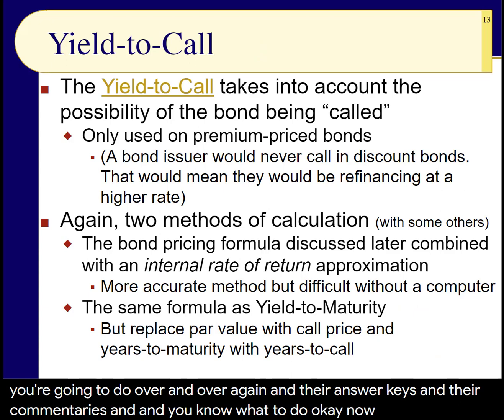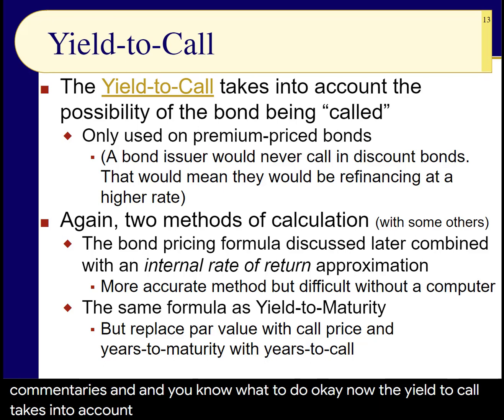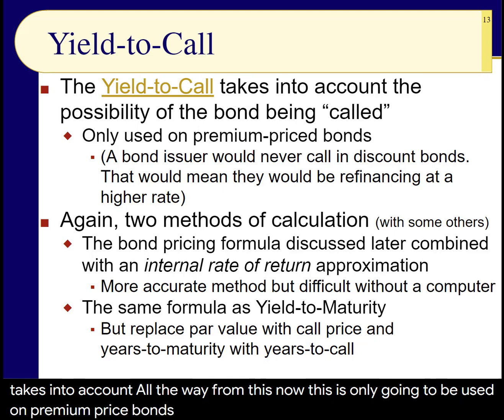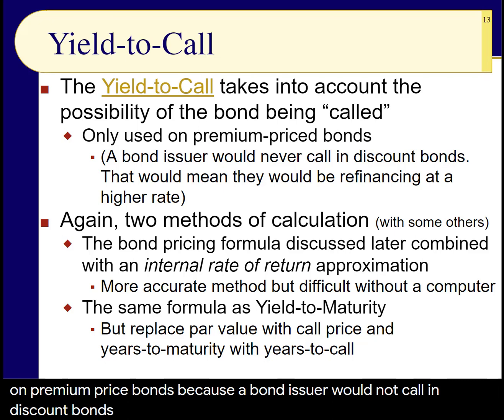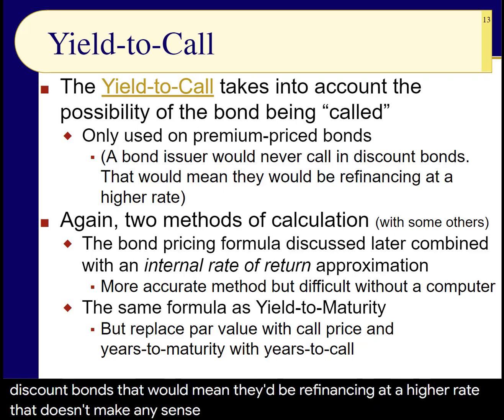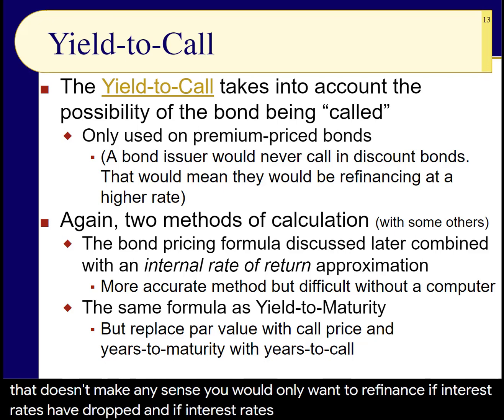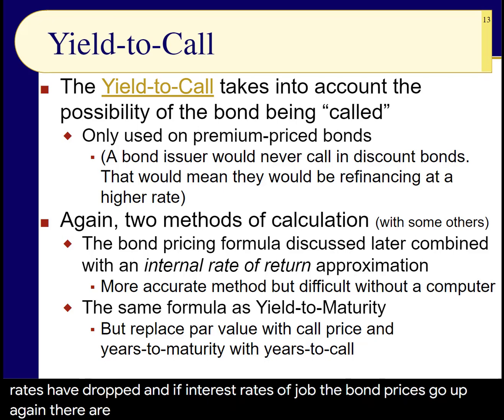Okay, now, the yield to call takes into account the possibility of the bond being called away from us. This is only going to be used on premium price bonds because a bond issuer would not call in discount bonds. That would mean they'd be refinancing at a higher rate. That doesn't make any sense. You would only want to refinance if interest rates have dropped, and if interest rates have dropped, the bond prices go up. Again, there are two different methods of calculation.